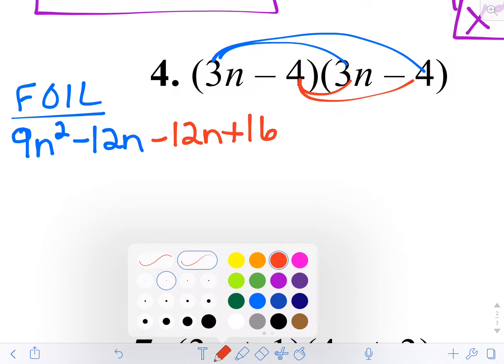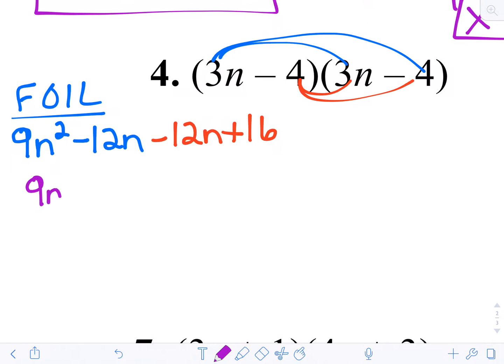Okay, combine your like terms. So I have this 9n squared. We have these n's right here. You have a total of negative 24 n's. And then you have a plus 16.